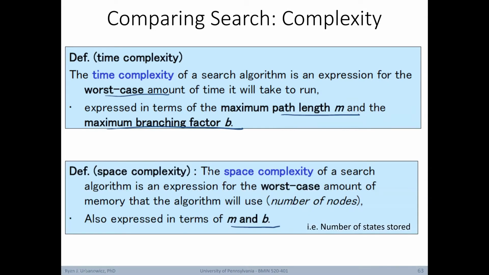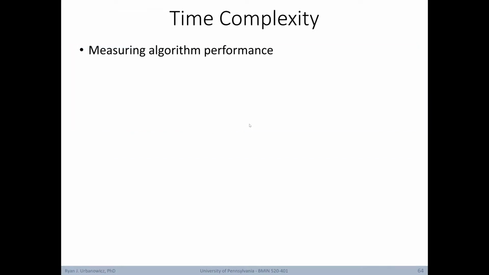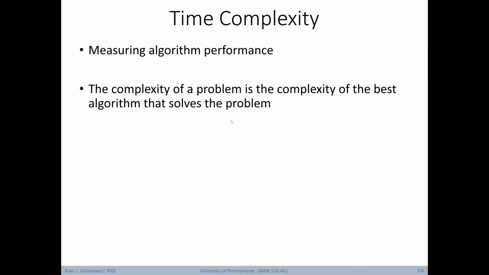And lastly, space complexity is an expression for the worst case amount of memory that the algorithm will use. In other words, how many nodes does it need to keep in memory? This complexity is also expressed in terms of the depth and breadth of the search tree. And again, by number of nodes, I mean the number of states that have to be stored by the search algorithm. Let's talk just a little bit more about time complexity as a measurement of algorithm performance. We usually define complexity of a problem as being the complexity of the best algorithm that solves the problem.